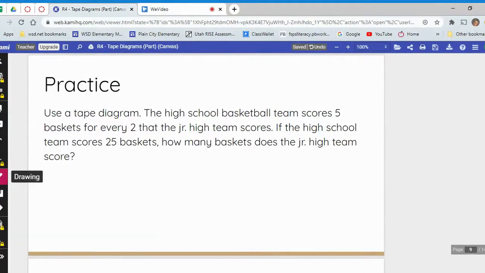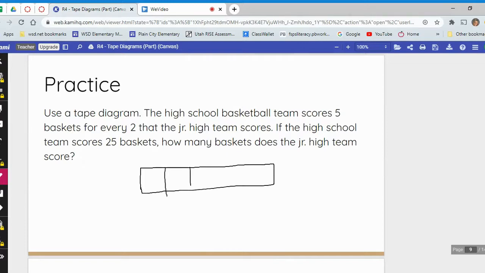The high school basketball team scores 5 baskets for every 2 that the junior high team scores. So 5, and this is the high school team. For every, right, it's a 5 to 2 ratio. This is the junior high. If the high school team scores 25 baskets, so we go to the high school bar and it is 25.